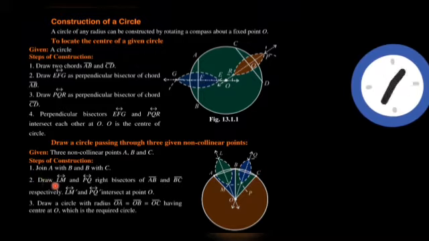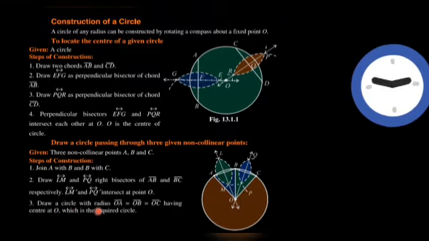Then I will draw LM, which is the perpendicular bisector of AB. Similarly, I will draw PQ, which is the perpendicular bisector of BC. Proceed these two perpendicular bisectors towards the inside and they shall cut each other at a point. This point is called the center of the circle.